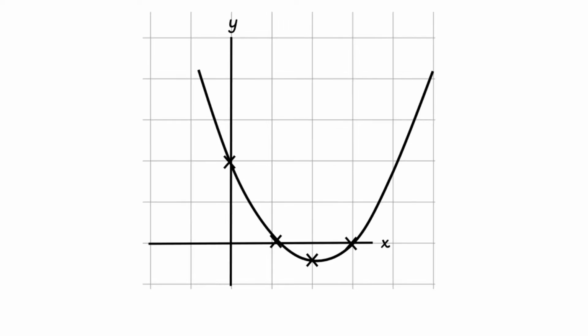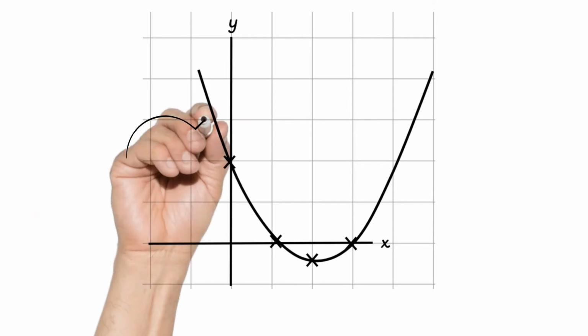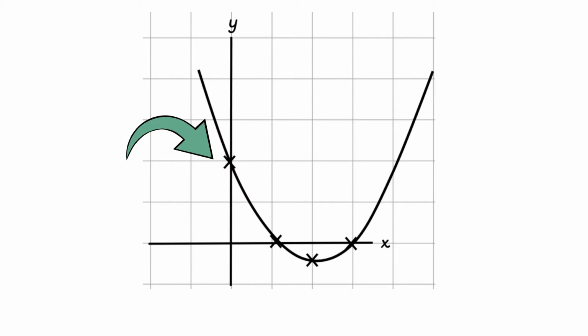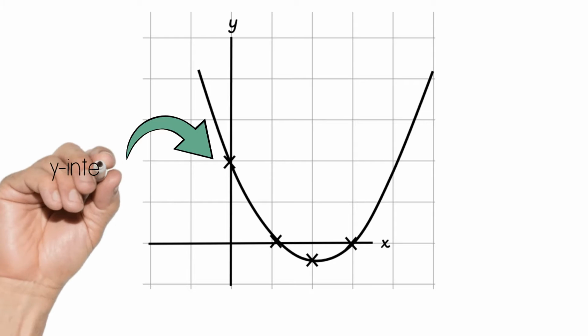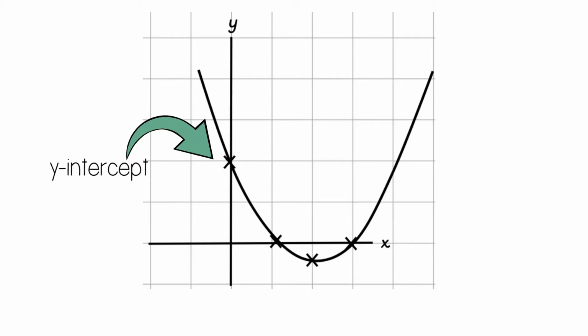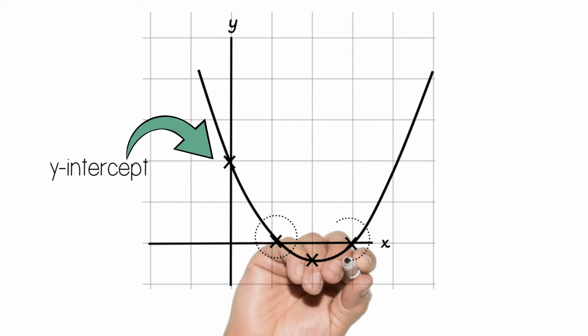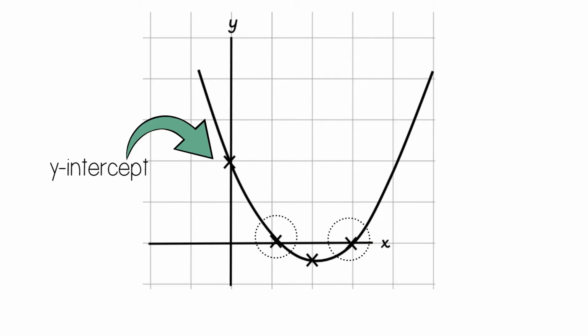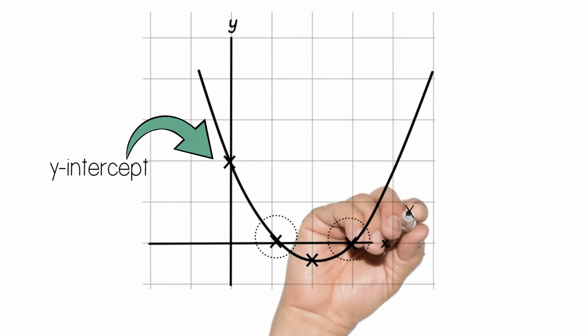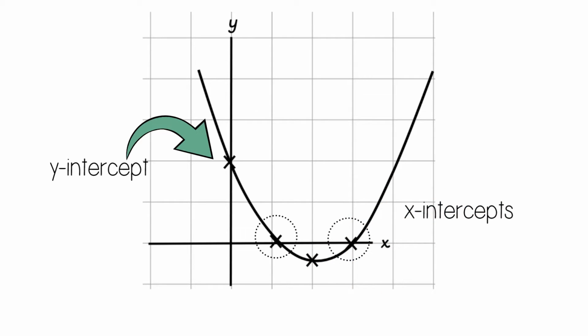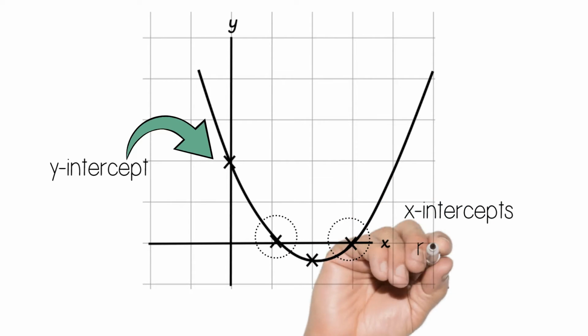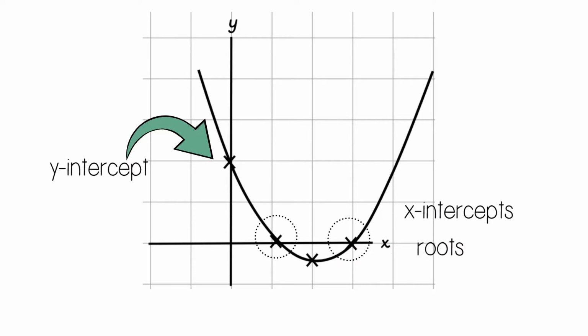So here is a U-shaped curve, and this point here is called the y-intercept. It is where the graph cuts the y-axis. Now if we look at the x-intercepts, so these 2 points here, they are basically the roots to a curve or the solutions to a quadratic. So those are the x-intercepts.